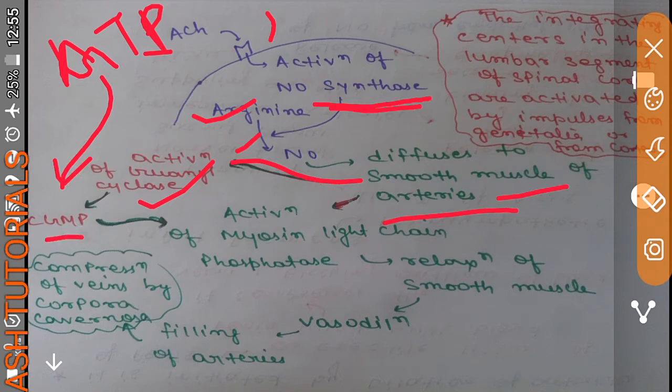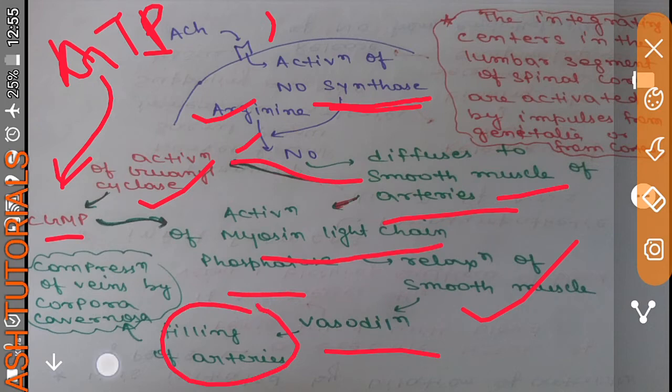and once cyclic GMP is formed, it will lead to the activation of myosin light chain phosphatase, which is present in smooth muscle. Once the phosphatase is activated, it will remove phosphate from the myosin light chain, which causes relaxation of the smooth muscle, as we have discussed in smooth muscle physiology. Once the smooth muscle relaxes, it will lead to vasodilation, and then filling of the arteries will occur, which will compress the veins, and compression of veins will occur mainly by the corpora cavernosa. So this is all about the mechanism of the vasodilation.